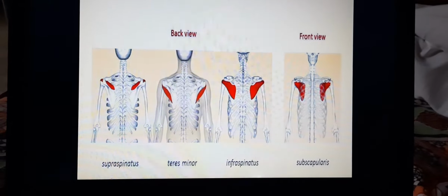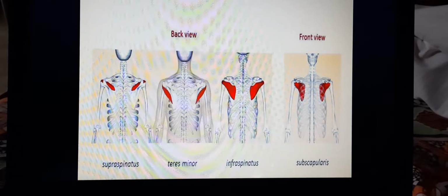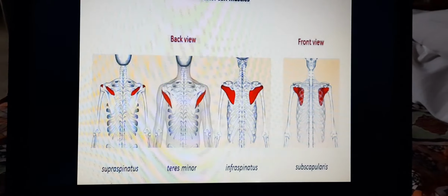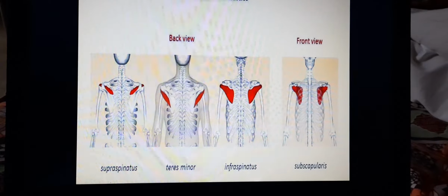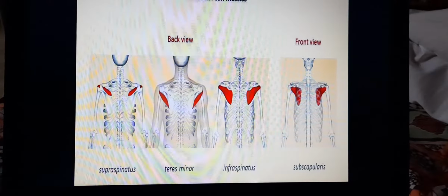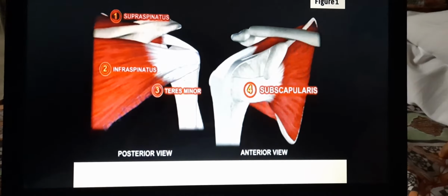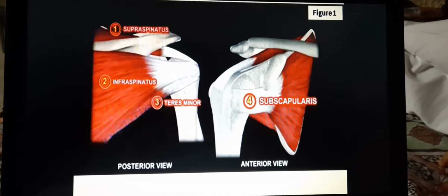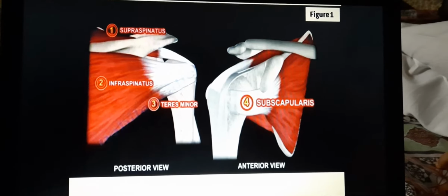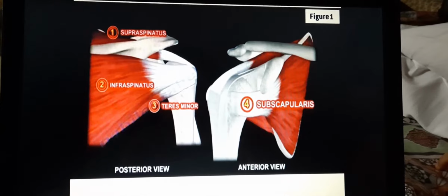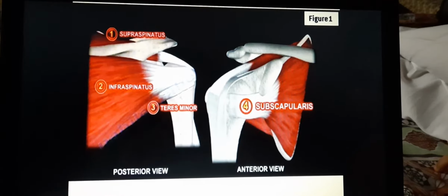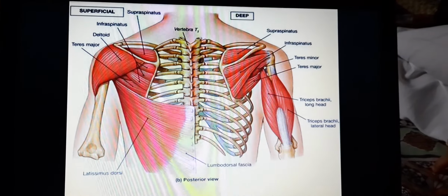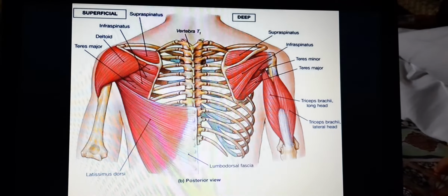These are the rotator cuff muscles. The first diagram shows supraspinatus bilaterally, the second diagram shows teres minor, the third shows infraspinatus, the fourth shows subscapularis. This also shows rotator cuff muscles from posterior and anterior view. From the anterior view you can see subscapularis and from the posterior view you can see supraspinatus, infraspinatus and teres minor. This diagram also shows the muscles.